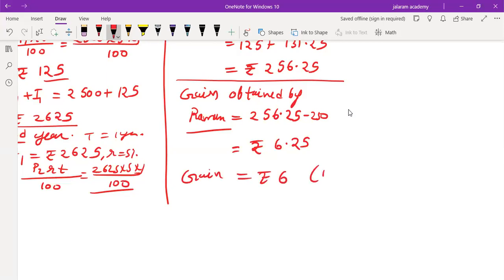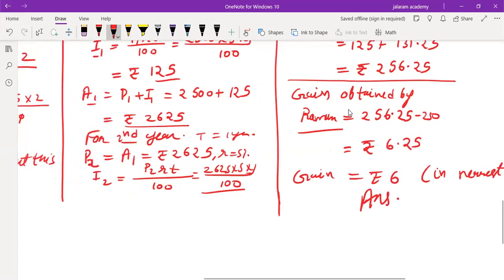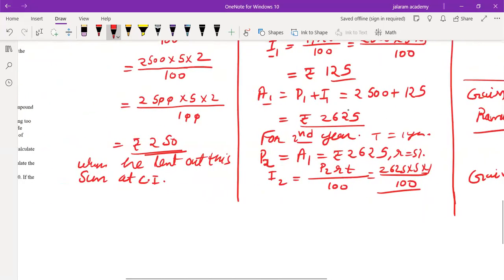Rupees 6 in nearest rupees. We have to write the answer in nearest rupees. So write the answer at the end, and this is the answer. Hope you all must have understood this. So practice it well to get the concept of compound interest.